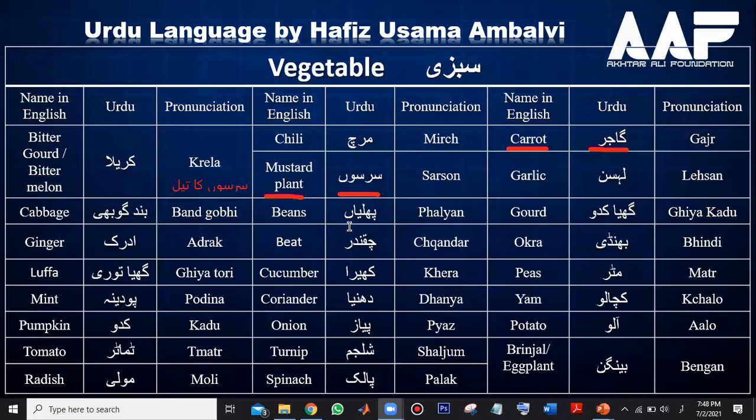Spinach means palak. Okay, so tomorrow I will have a quiz of these two things. So you need to practice both vegetables and fruits. I'm a mathematics teacher, so you have to deal with these things because mathematics teachers love homework. And after that, inshallah, we will start learning sentences, how you can change your words according to the sentence.